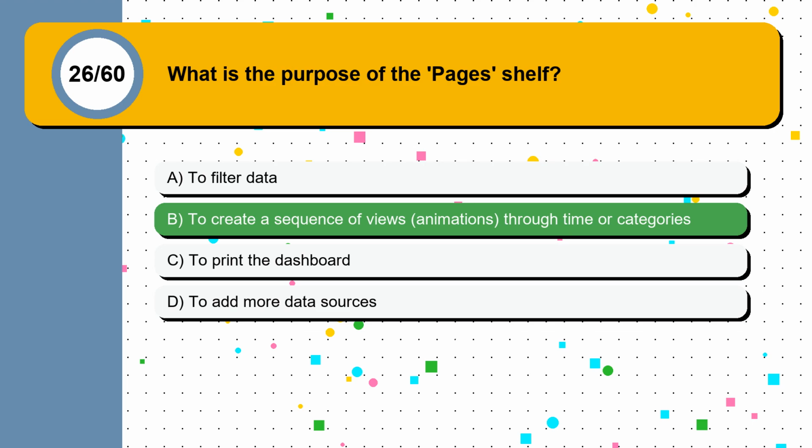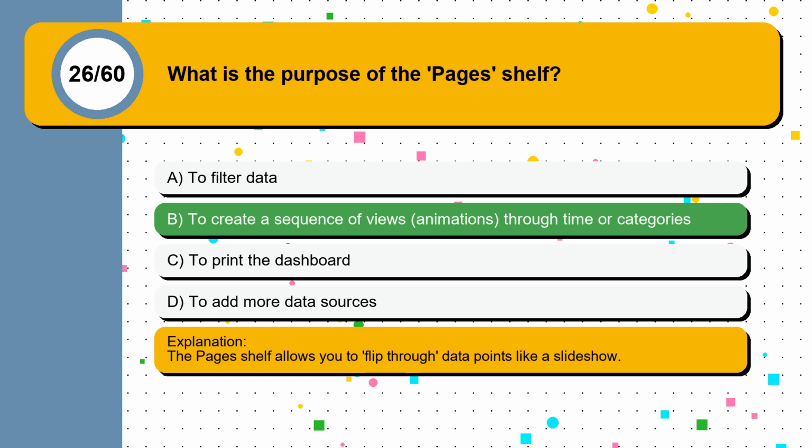The correct answer is option B, to create a sequence of views, animations, through time or categories. The Pages shelf allows you to flip through data points like a slideshow.